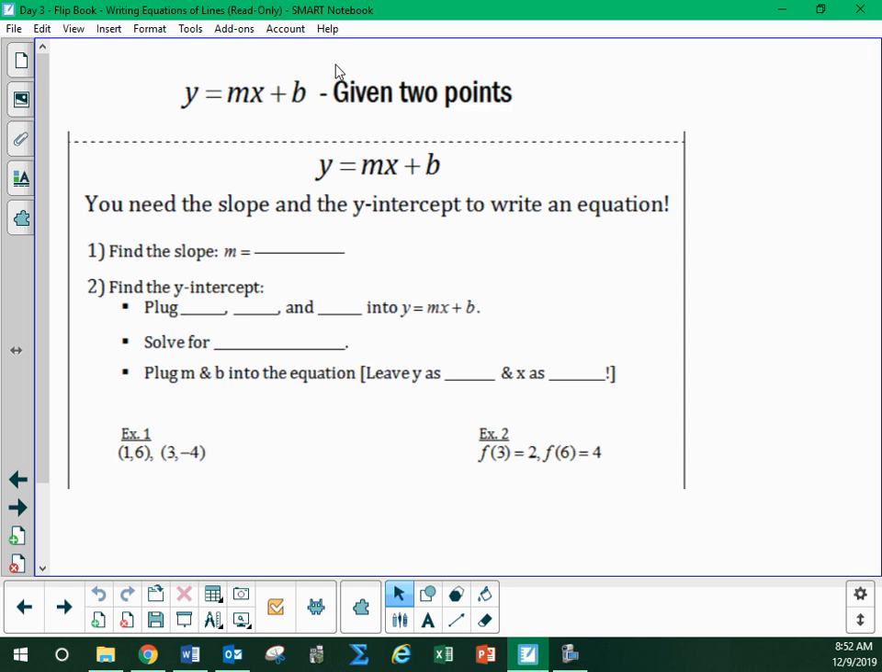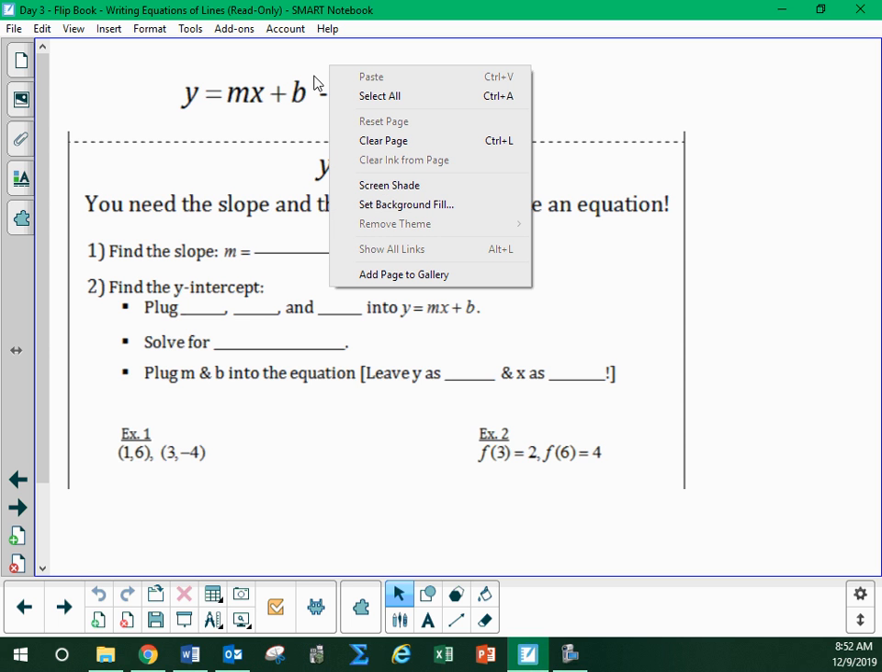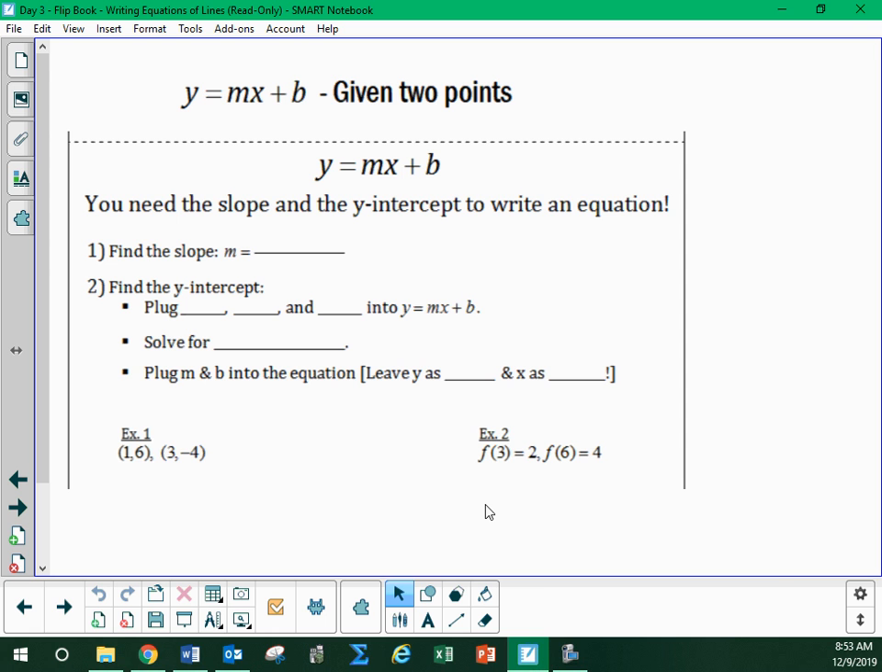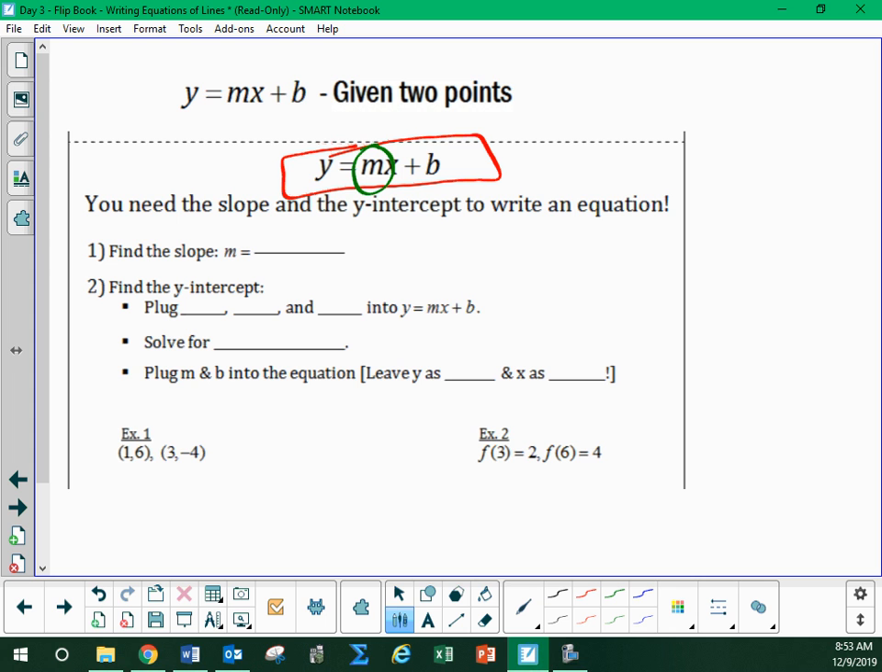Okay, so today we finish out our foldable. So we're doing those last two, like I said. We're still writing the equation of a line. So it still comes back to writing our equation. Just a reminder that this is our equation here. What does m represent? Slope, good. And what does our b value represent? Y-intercept.